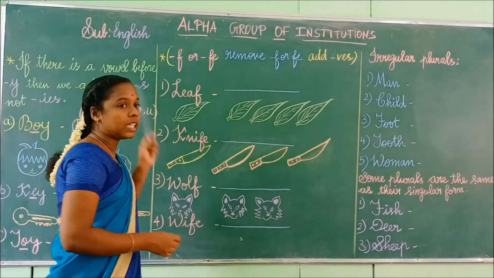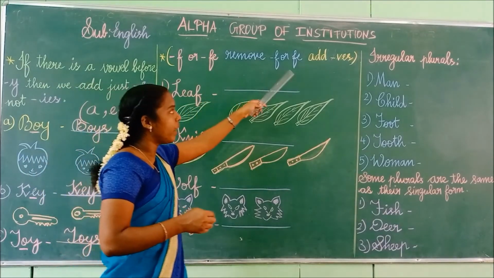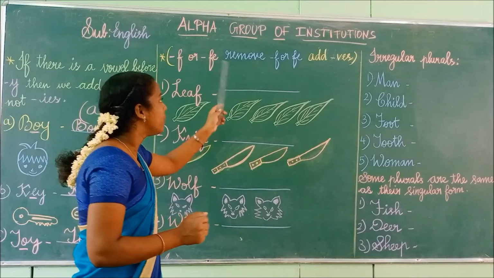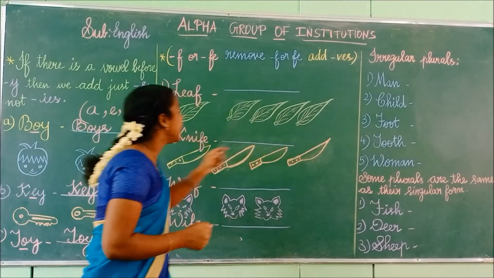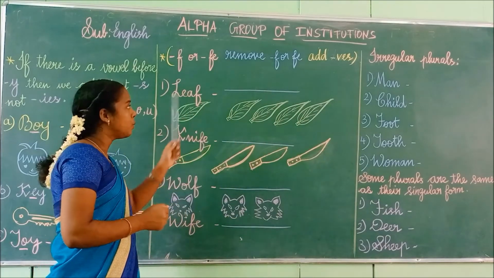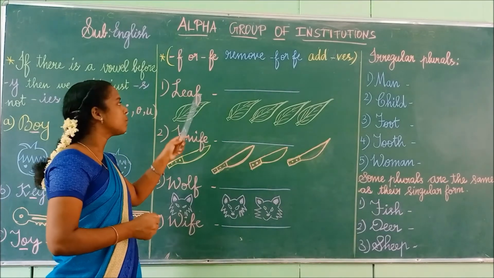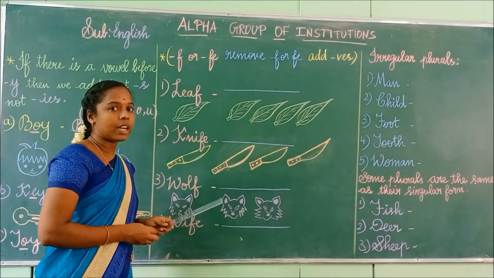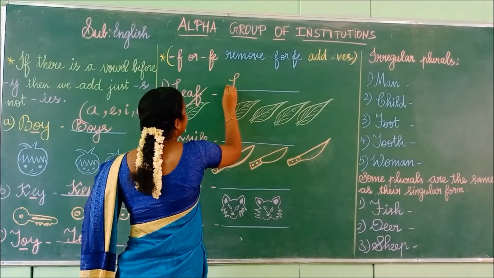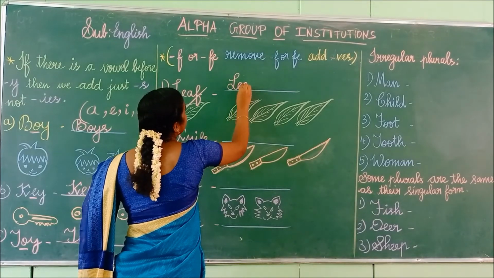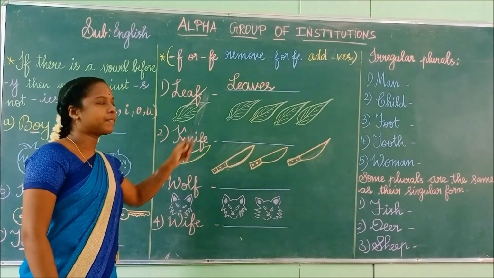Next, if the singular noun ends with F or FE, remove F or FE. First you have to remove F or FE and then you add VES to the singular noun to make it plural. Here, L-E-A-F ends with the letter F. What do you have to do first? You have to remove the F. Next you have to add VES. L-E-A-V-E-S. The plural form of leaf is leaves.